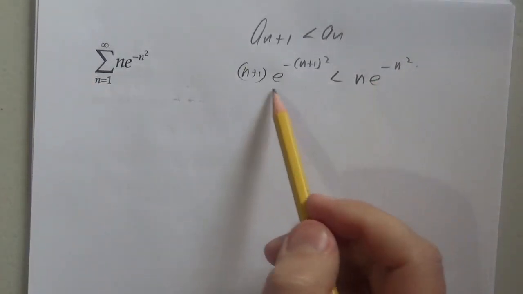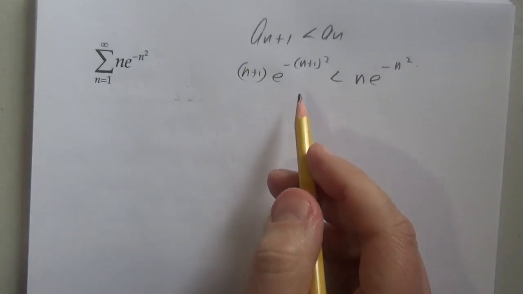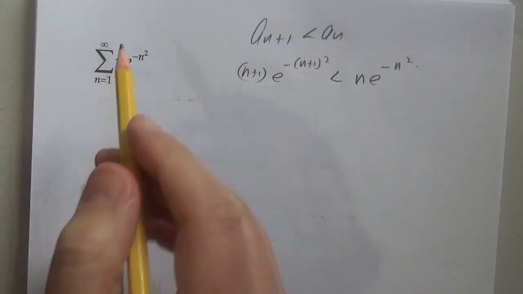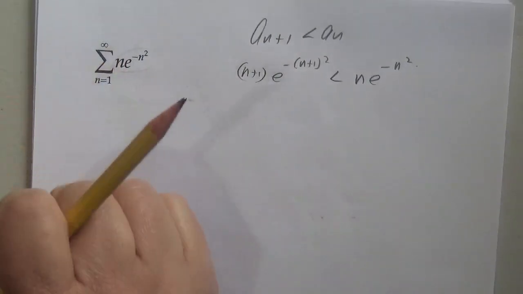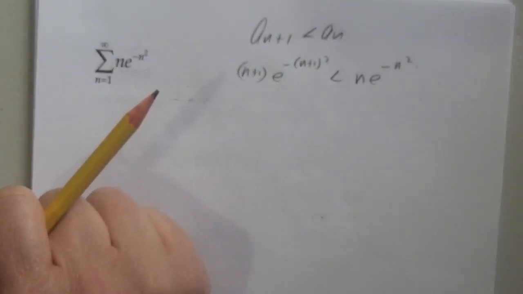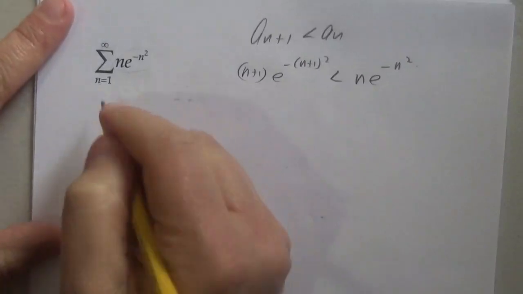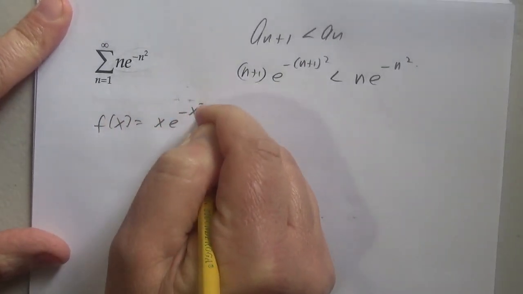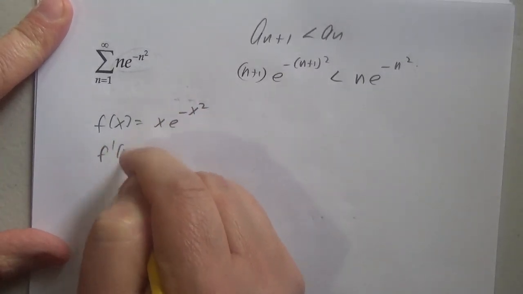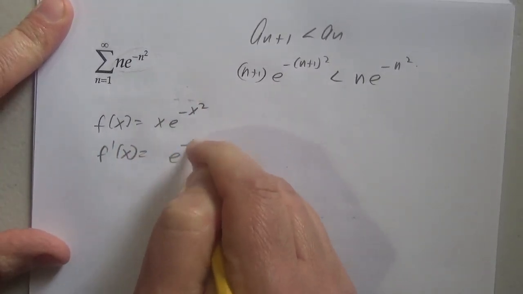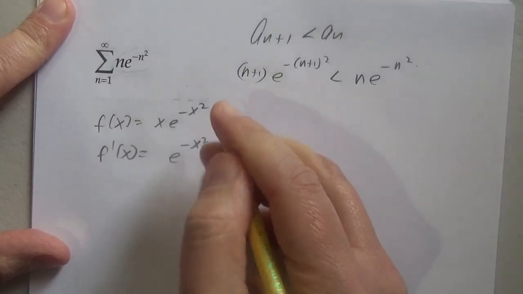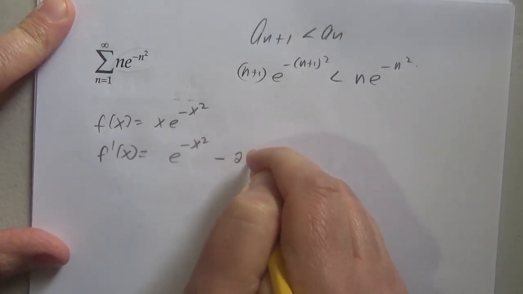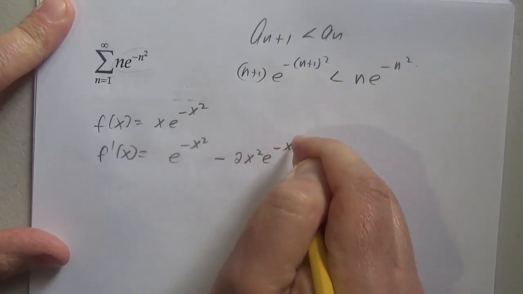I don't really know any sort of tricks that I can do to build this series here like I did on the other ones. So if it's a complicated looking function, the only way you can show it's decreasing is by doing some first derivative. So I'm going to rewrite this as f of x is x e to the negative x squared. I take the derivative, I get e to the negative x squared, using the product rule here, minus 2x squared e to the negative x squared.